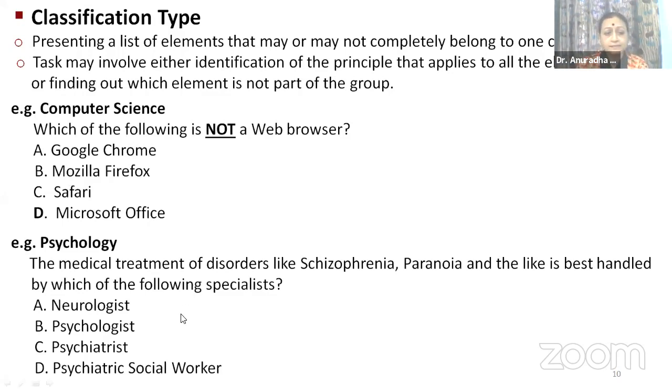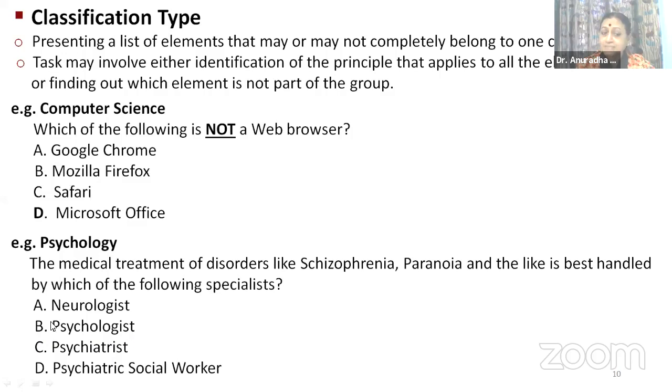Here's something in the field of psychology. The medical treatment of disorders like schizophrenia, paranoia, and the like is best handled by which of the following specialists? A neurologist, a psychologist, a psychiatric social worker. Now, all these are specialists. But now, what kind of disorders are we looking at? Schizophrenia, paranoia, etc. So we are looking at behavioral disorders. Then we are also looking at the medical treatment of these behavioral disorders.